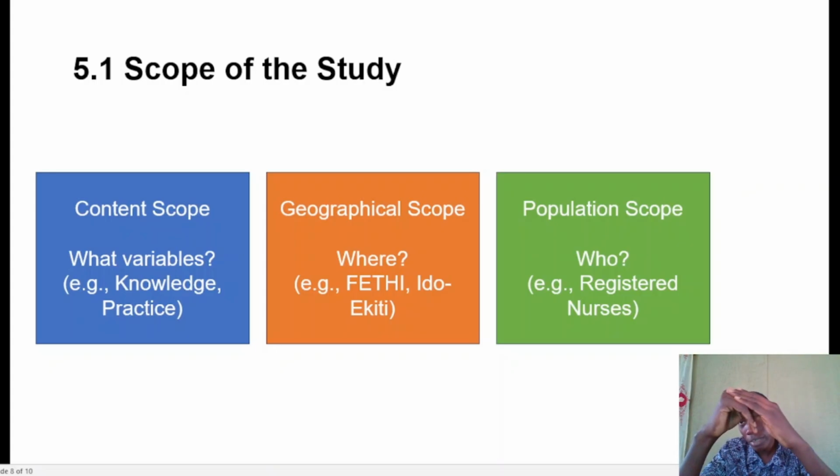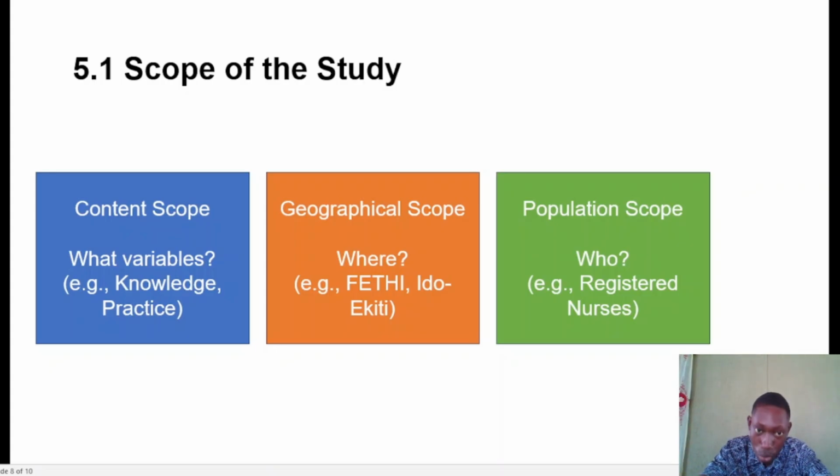Then we talk about the geographical scope, which is where you are carrying out the work. For the example I used, it is Ladoke Akintola University of Technology, Ogbomoso, Oyo State. That is the geographical scope. And the population scope, for my own case, is final year nursing students, not all nursing students, not 100 level to 500 level, only final year nursing students. That is the who, what, where, who. And if you remember the VPS strategy that we talked about in the first class, module 1, on how to formulate your research topic.